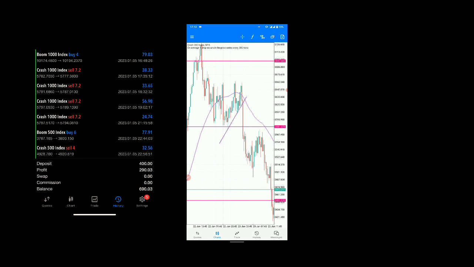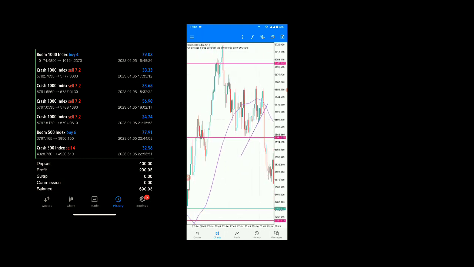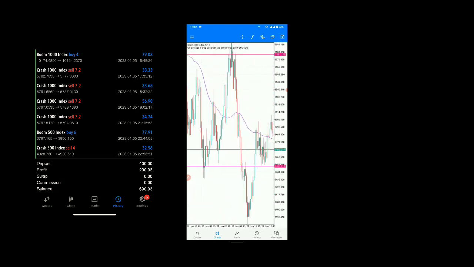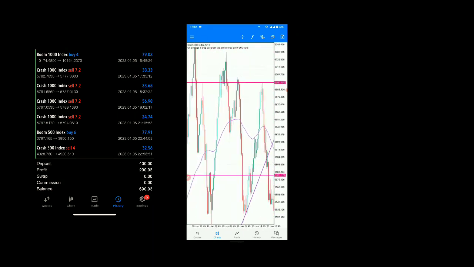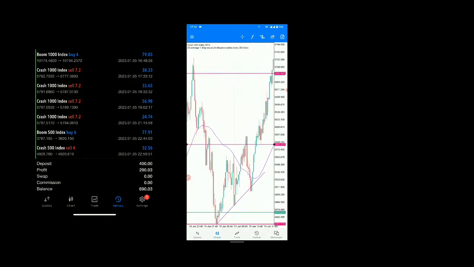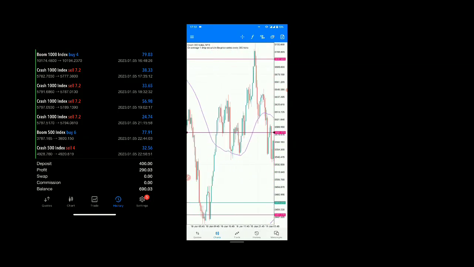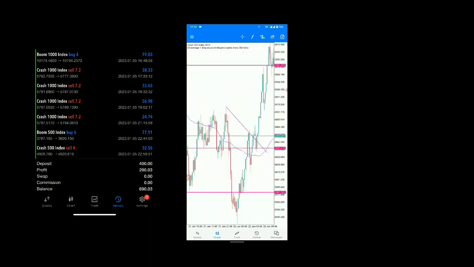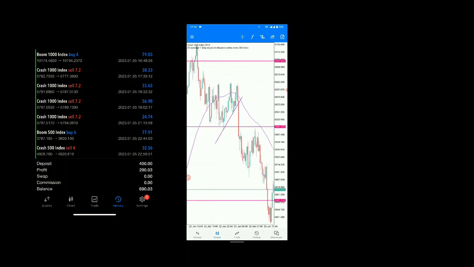Today I'll be talking about how to use your moving average 50 to get accurate points of entry and make some money out of the market. Are we together? All right. As you can see from this chart, this is Crash 300. We'll be looking out for crossovers in the moving average.